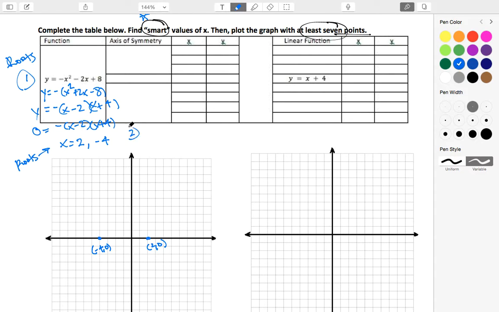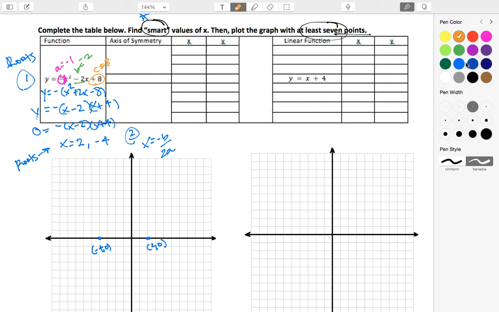The second step, which I talked about in class, is that we need to use the vertex formula, which is x equals negative b over 2a. We can find our a and b values based on our original quadratic in standard form. This is like a negative, but really it's a negative 1 in front of the x squared, so a is equal to negative 1. b is negative 2, and c is a positive 8.